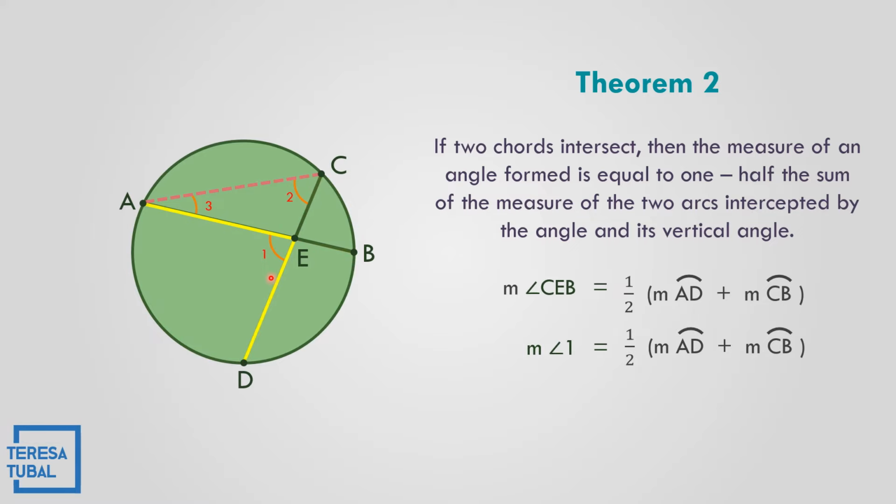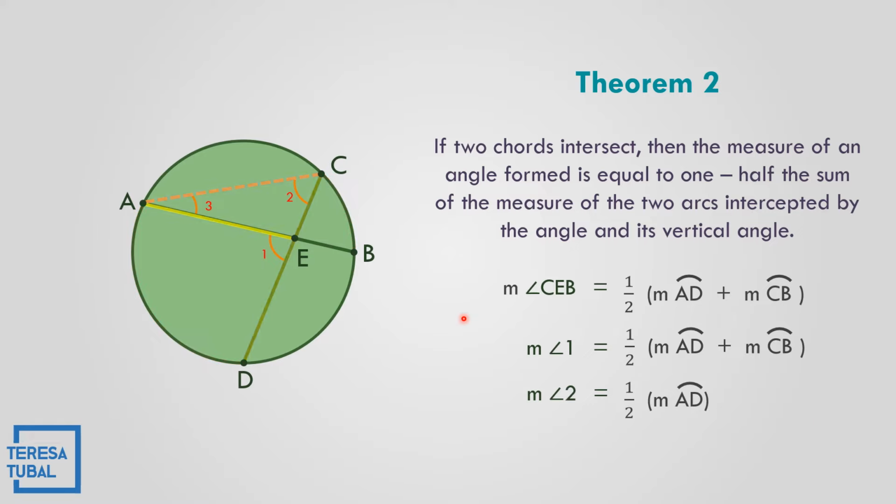What about angle 1? To identify the measure of the angle 1, 1/2 the measure of the arc AB plus the measure of the arc CB. As you can see, angle 1 and angle CEB are vertical angles. As you can see, we have the same formula.